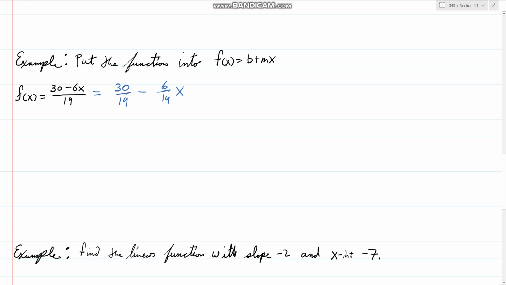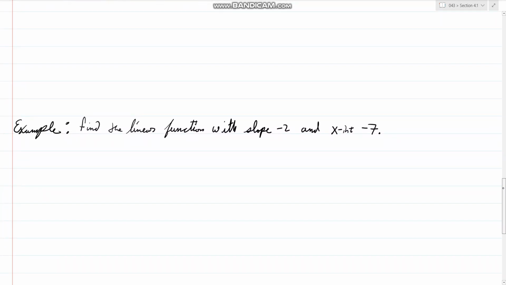So I think that would be our final answer, actually. And we've now put it in that form. So we just need to break up the denominator so it's easier to see that y-intercept and slope.